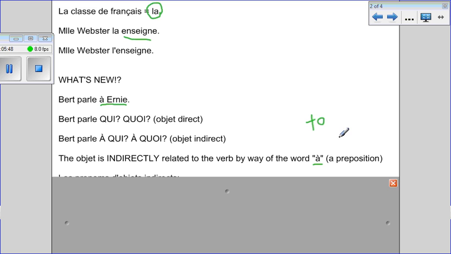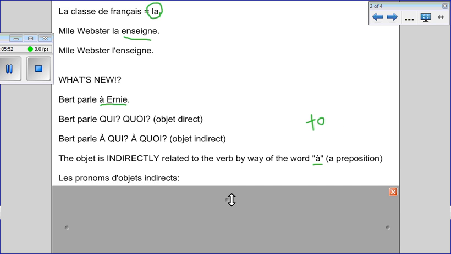There we go. It's my lovely computer writing, which is a preposition. So, just as with the objet direct, they get replaced by les pronoms d'objet direct. Les objets indirects get replaced by les pronoms d'objet indirect. Makes sense.